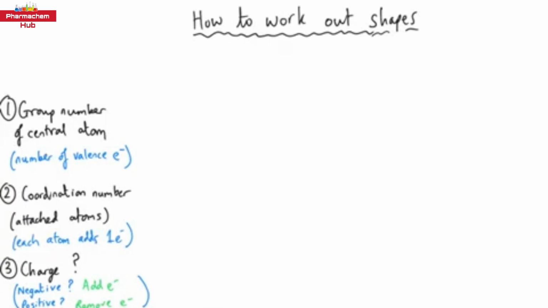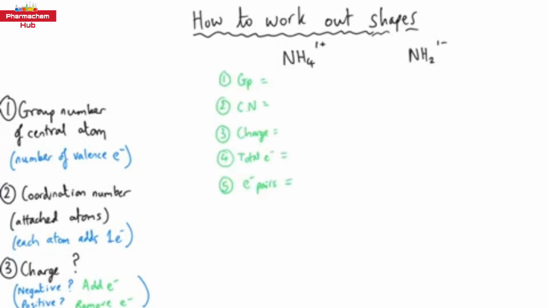So let's look at an example. Let's look at those two that I just showed you on the previous page, NH4+ and NH2-. How did I know what shapes they would be? Well, nitrogen is in group 5, and so for both of these, we put 5 for step 1. In NH4+, there are 4 atoms bonded to the nitrogen, so we put a 4 here. In NH2-, there are 2 hydrogens, so we put a 2 there. In terms of the charge, NH4+ has lost an electron, so we put -1. NH2- has gained an electron, so we put +1.